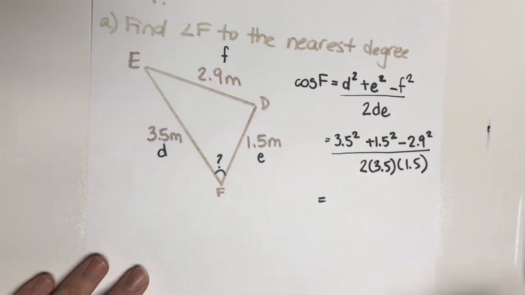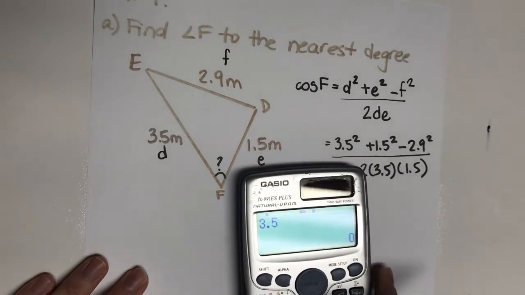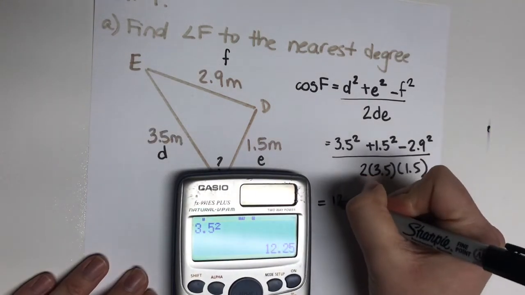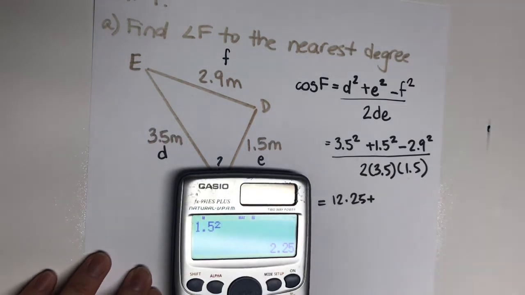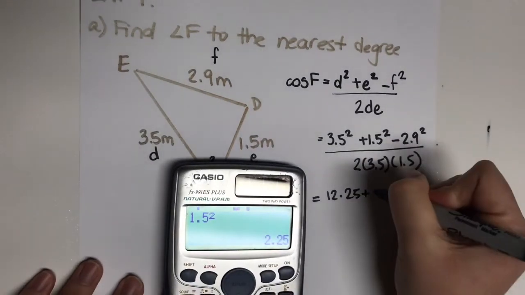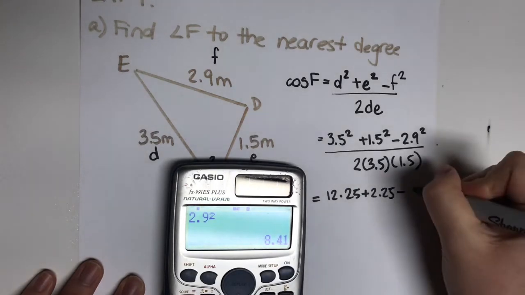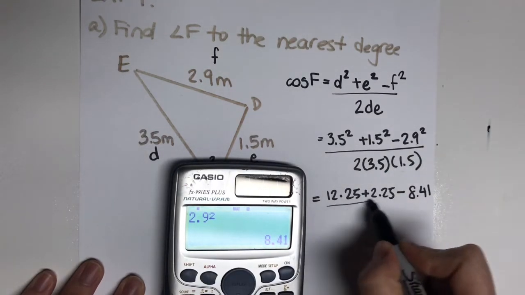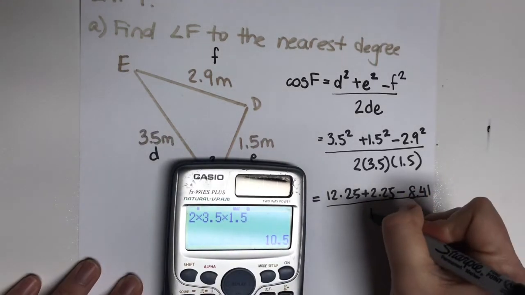BEDMAS, I'm going to do exponents first. I'm going to simplify the numerator and denominator separately. So 3.5 squared gives me 12.25, plus 1.5 squared gives me 2.25, minus 2.9 squared gives me 8.41, divided by, and I'll just simplify the denominator as well, 2 times 3.5 times 1.5 gives me 10.5.